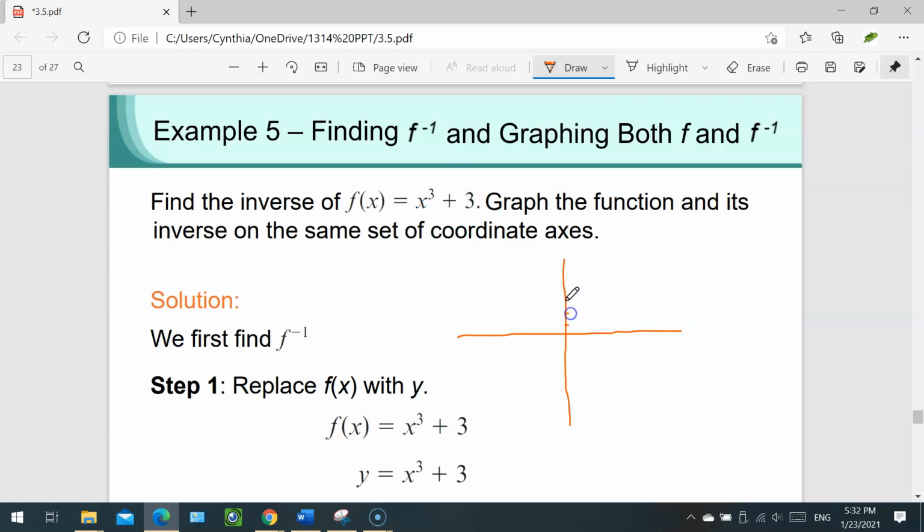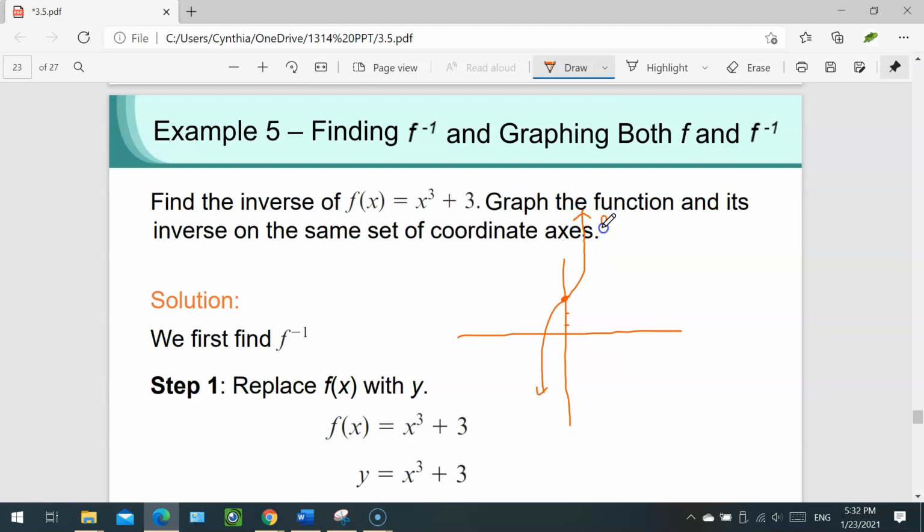So you shift 3 units up along the y-axis, right? So the curve will shift and change direction when it comes to the point (0, 3).